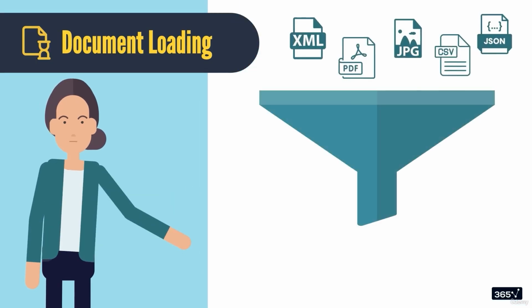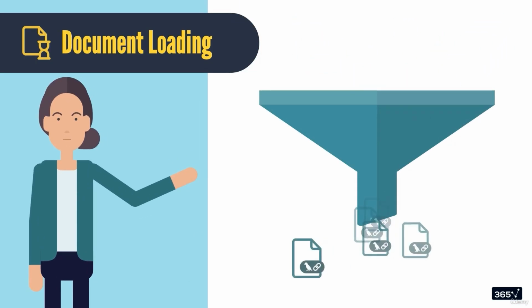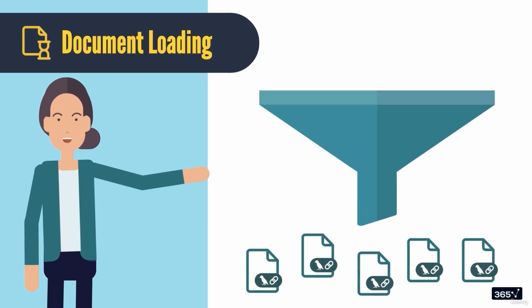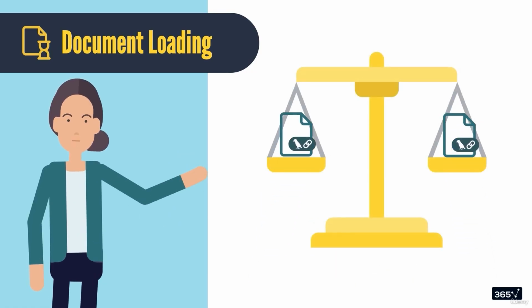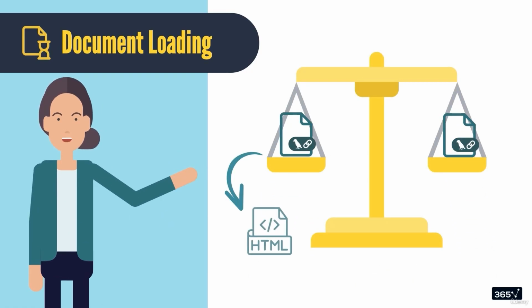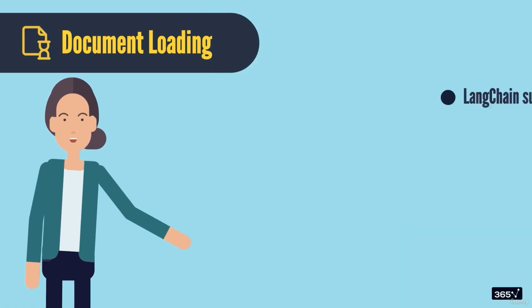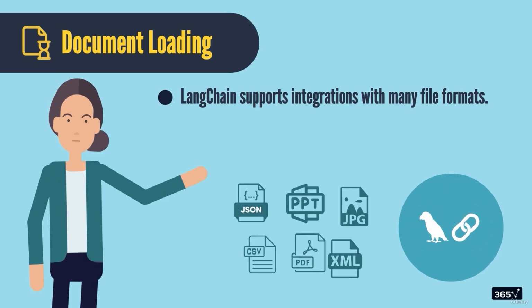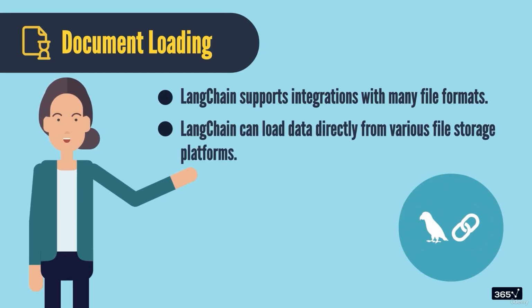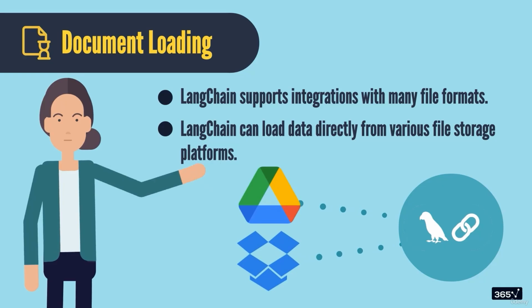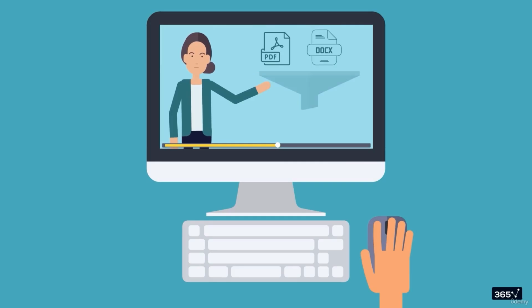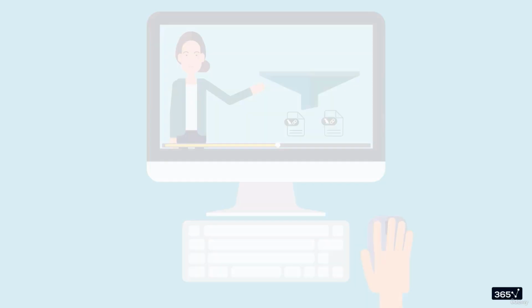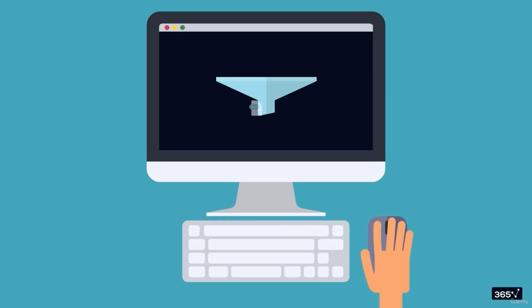Converting data from any format to a uniform structure might sound straightforward, but document loaders are an essential and involved component of a RAG application. This standardization means that all files are handled identically in later stages, despite the diversity of their original formats. LangChain supports integration with many file formats and can load data directly from various file storage platforms, such as Google Drive and Dropbox. The practical part of this section demonstrates how to load content from PDF and docx files.